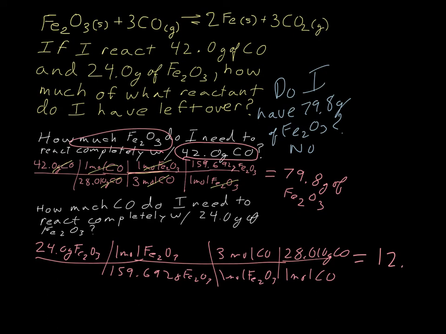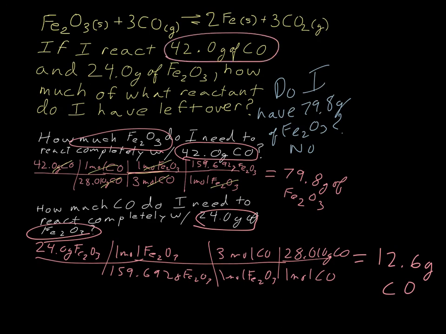And I got 12.6 grams of carbon monoxide. So to completely consume my 24 grams of iron 3 oxide, I need 12.6 grams of carbon monoxide. Do I have 12.6 grams of carbon monoxide? Yeah, I do. I actually have 42 grams of it. So I have enough carbon monoxide to completely use up my iron 3 oxide. Therefore, my iron 3 oxide is my limiting reagent.